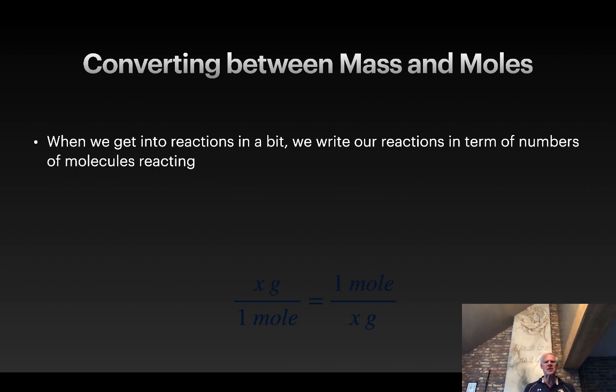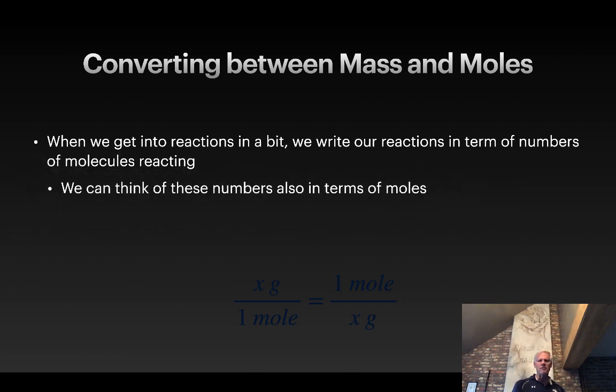The balance doesn't tell you how many things are in your cup. Instead, it gives you a mass. Now, when we start to work on reactions, what we also find is that we write our reaction in terms of numbers of molecules reacting. So again, we're back to numbers. So we don't have a way of turning a mass into numbers of molecules or numbers of moles.